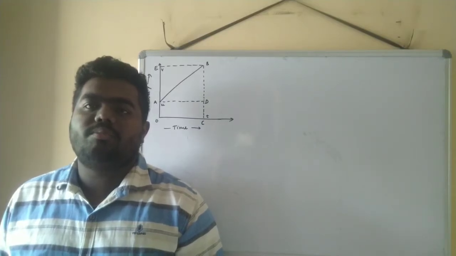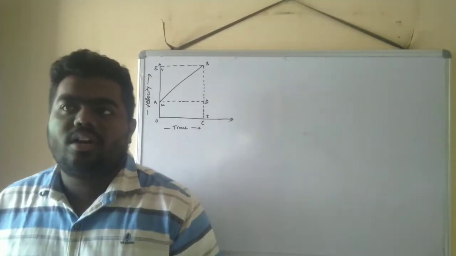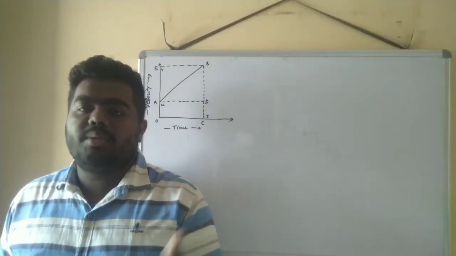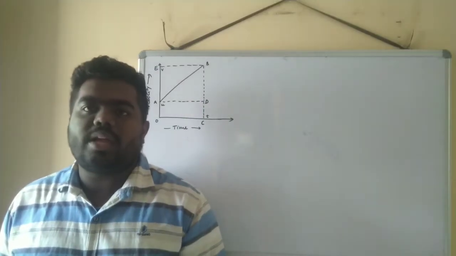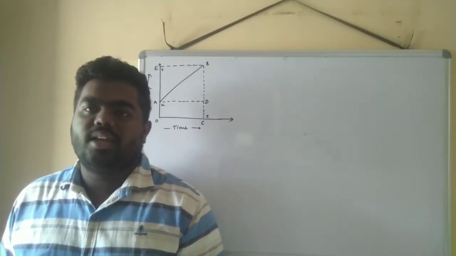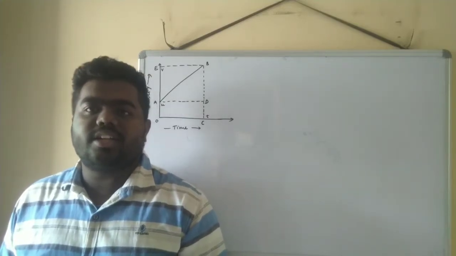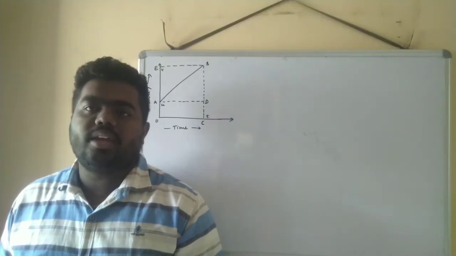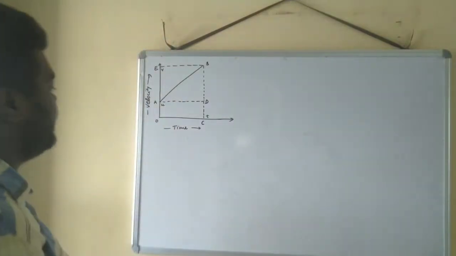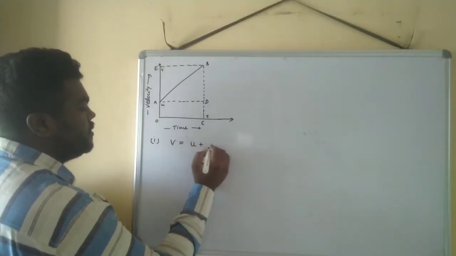Now one by one, what are these V, U, A, S, T? You have also seen my previous videos where I explained these terminologies, but one more time I will tell you that V is final velocity, U is initial velocity, A is acceleration, T is time, S is distance or displacement. Okay, nothing is left? No. Fine. So our first derivation will be for V is equal to U plus AT.